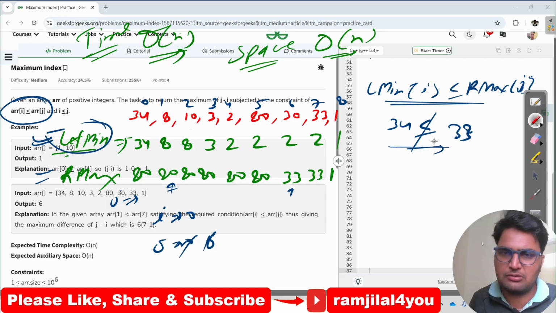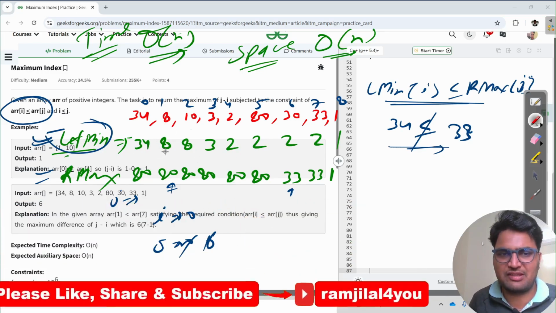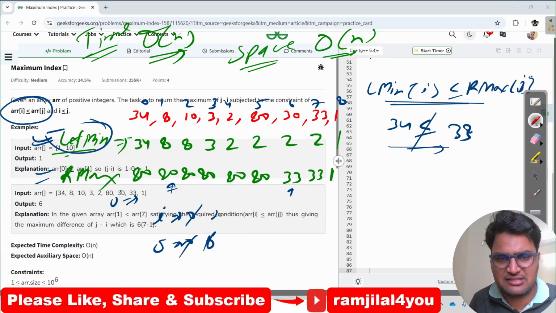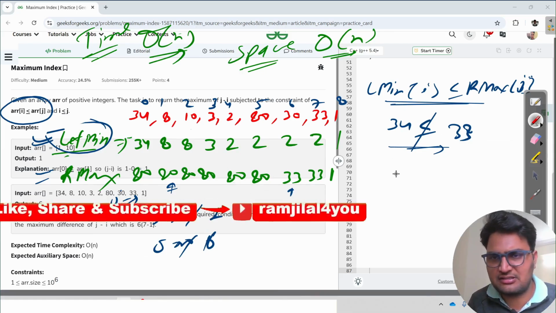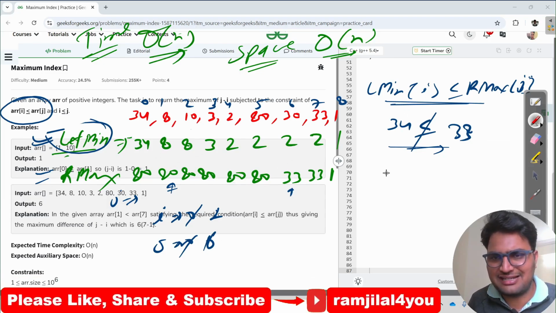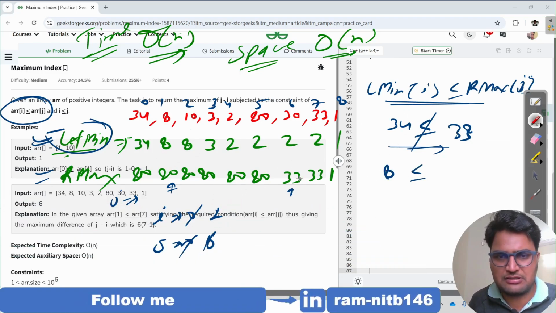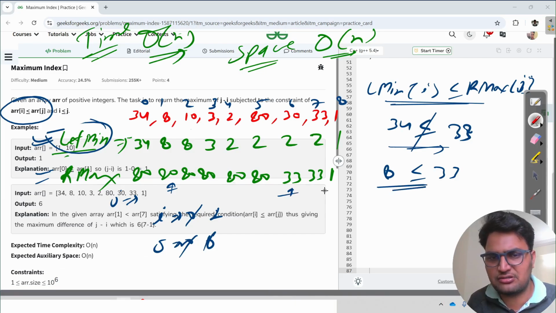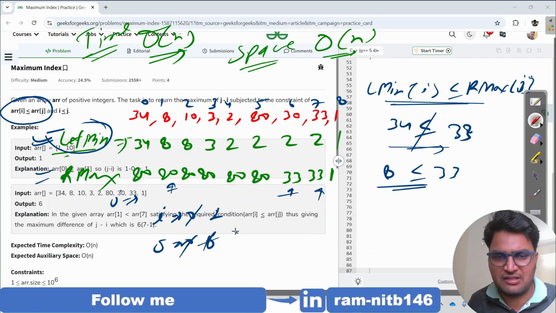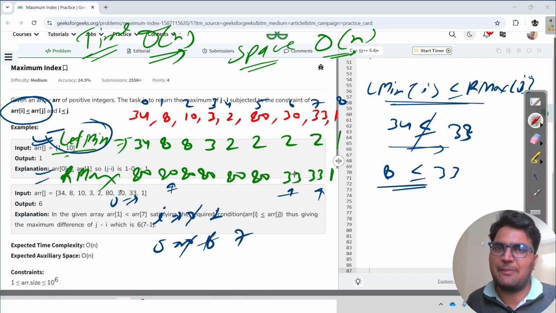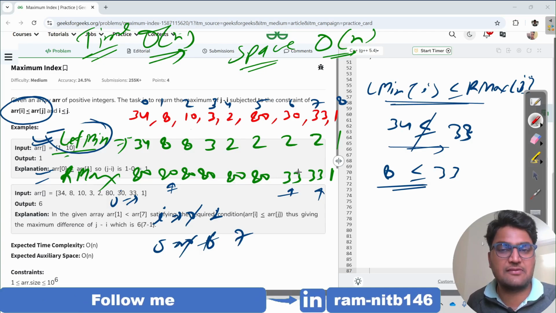So now I will increase the i here. Now I will increase i, and i is 1, right? And then again I will check the condition. So left min of 1, that is 8, is less than or equal to 33, that is right max of 6, j, correct? So this is fulfilling the condition. So then again I will increase the j here, to 7, right? And each and every time I will update my result, with the maximum result that I have, correct? So that is what.